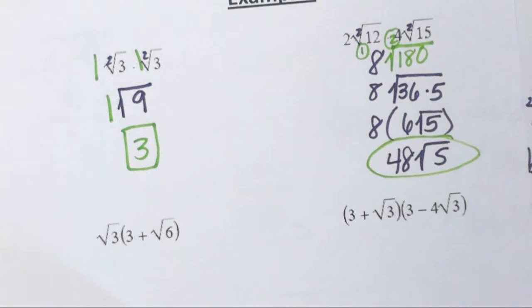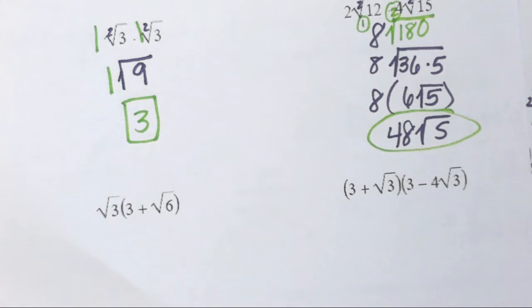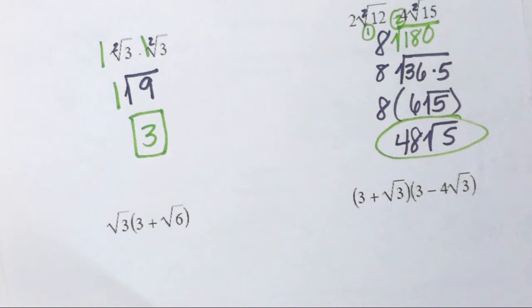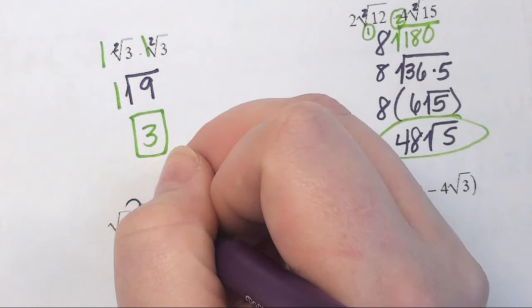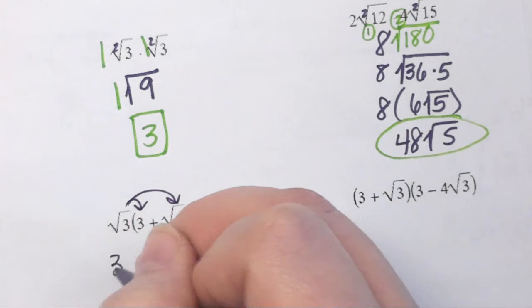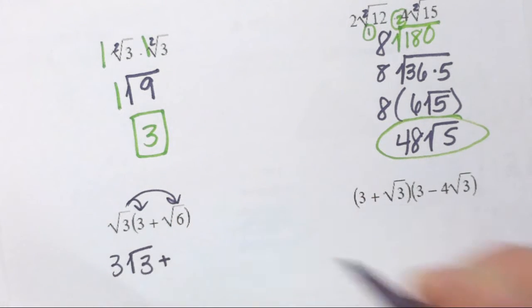Okay, and then we get to the third example. What am I supposed to do on this kind of an example? It's still technically multiplying, but we have a name for it. Distributing. So I'm going to do 3 times square root of 3. And then what am I going to have with the second term?